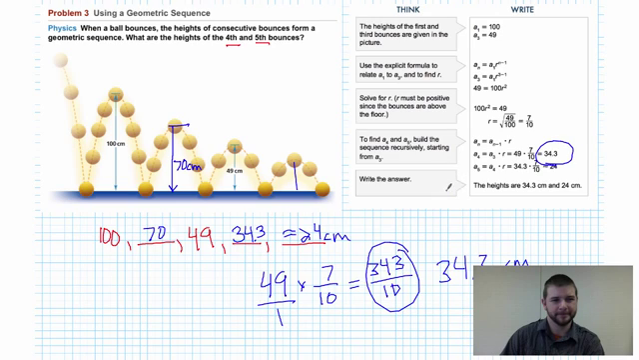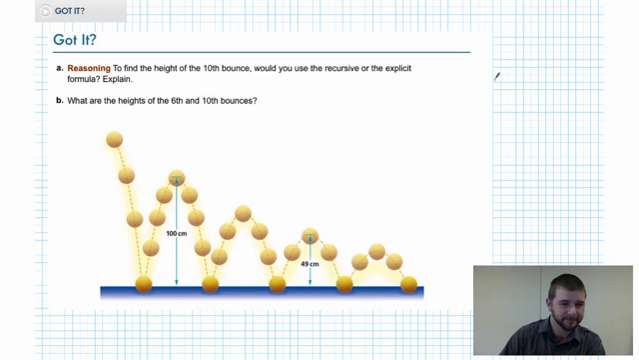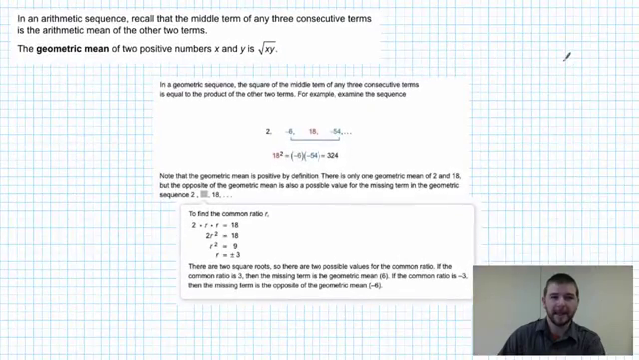And we're done. And a got it question. A reasoning question. To find the height of the 10th bounce, would you use the recursive or the explicit formula? Explain. Part B. What are the heights of the 6th and 10th bounces in an arithmetic sequence? So think back to arithmetic sequences.